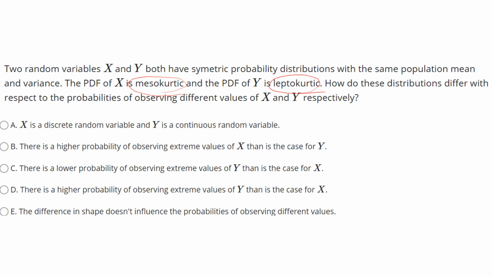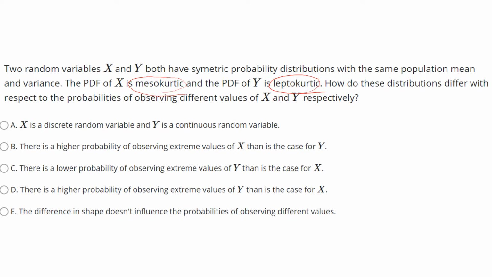And of course here we are talking about the kurtosis of a distribution. These are measures of kurtosis or characteristics of kurtosis, mesokurtic or leptokurtic. Okay. So once you know the definitions of these two things, it's easy to answer this question. Let's consider A. X is a discrete random variable and Y is a continuous random variable. No, this kurtosis has got nothing to do with discrete versus continuous, at least not fundamentally.